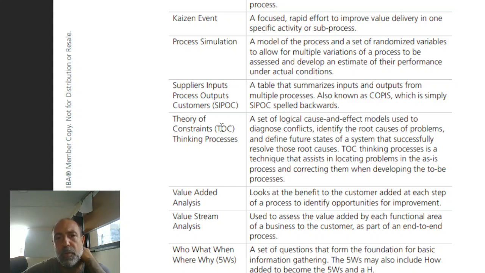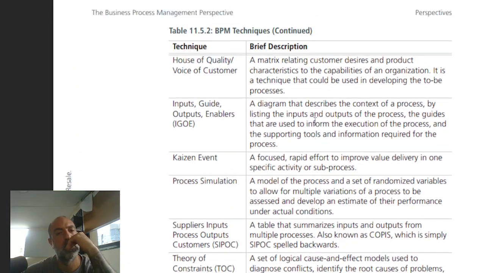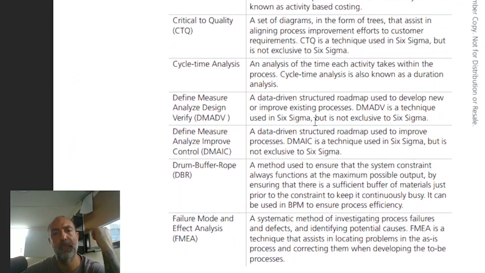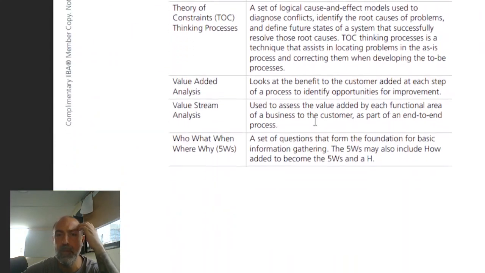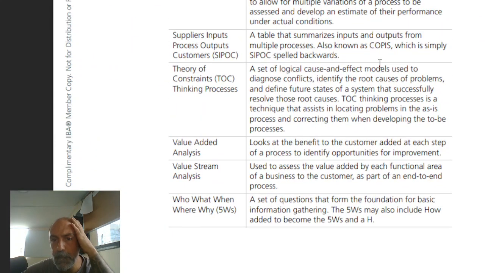Supplier, inputs, process, outputs, customers, a table that summarizes inputs and outputs in the multiple processes, also known as COPIS, which is simply SIPOC spelled backwards. Do we have a COPIS upward? No? So customers, outputs, process, inputs, suppliers. So you either approach it from the supplier's perspective or the customer's perspective, but you check the process to see how it goes. It's a table that summarizes the inputs and outputs from multiple processes. Like, it's moving from one place to another.